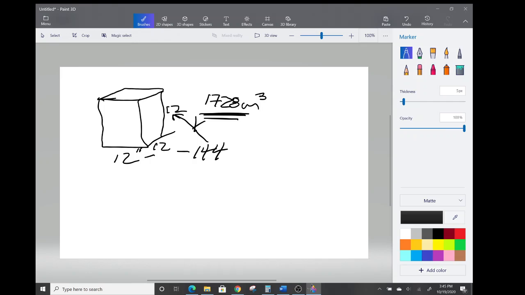1,728 cubic inches, but wait a minute, 12 inches is a foot, right? So that's 1 foot. That's 1 foot. That's 1 foot. So 1 cubic foot, or 1 foot cubed, equals 1728 cubic inches. See how easy that is? Okay. Now let's go back over to our calculator.